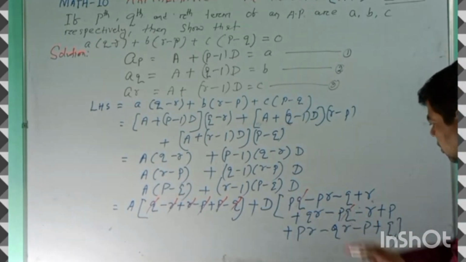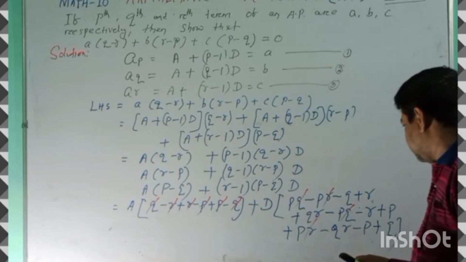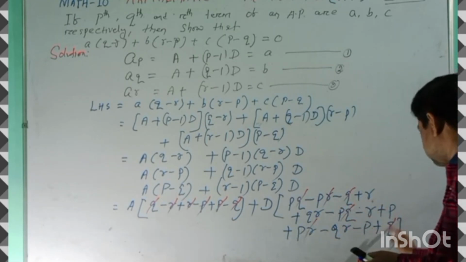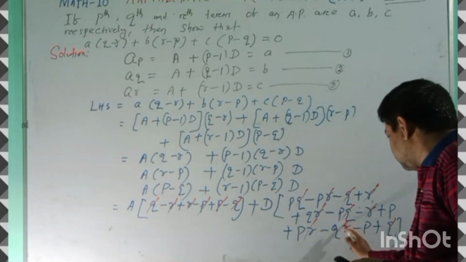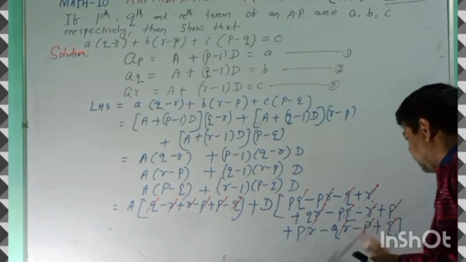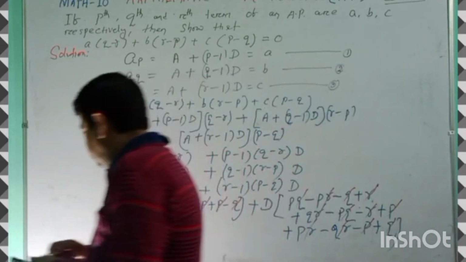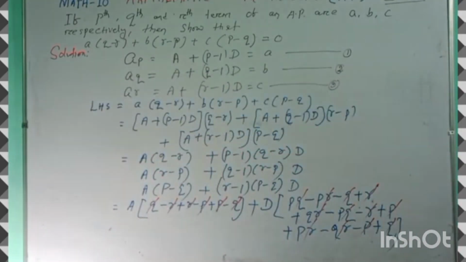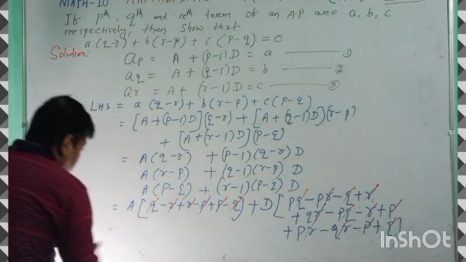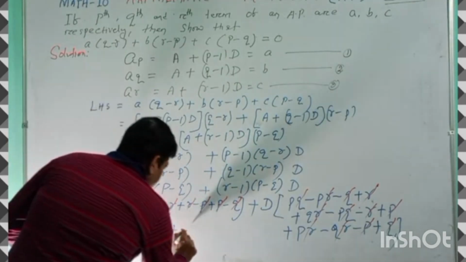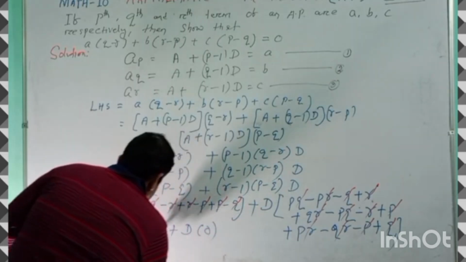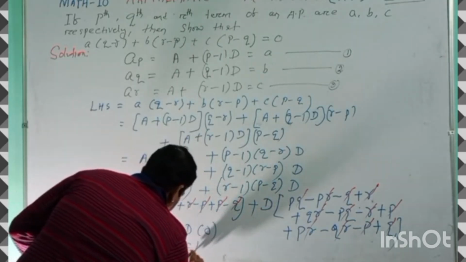Can you cancel? Yes or no? Minus pr plus pr can be cancelled. Minus q plus q can be cancelled. Plus r minus r can be cancelled. Plus qr minus qr can be cancelled. Plus p minus p can be cancelled. Understand? Are you looking or not? So here the remaining factor is a into 0 plus d whole into 0, which is 0 plus 0, 0, which is RHS.